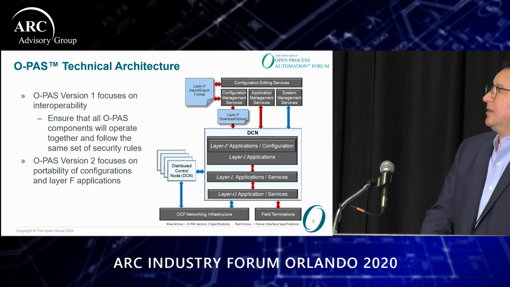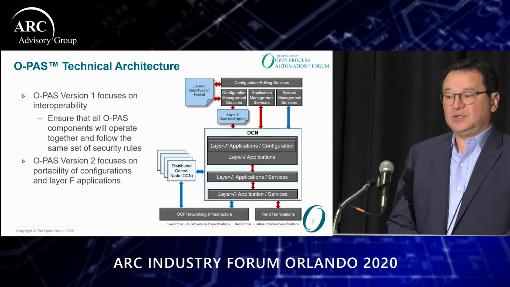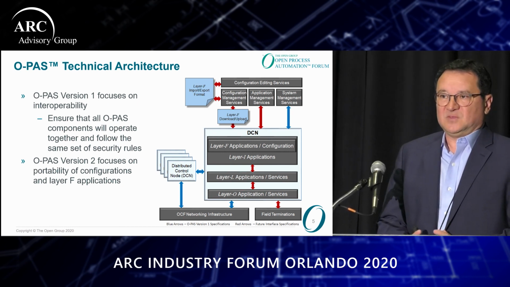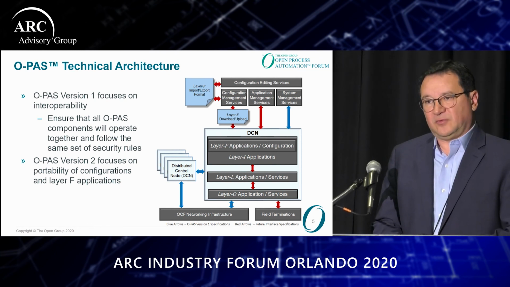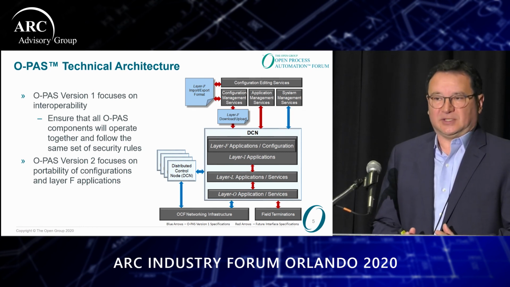So what is our architecture? Of course, as I mentioned to you, we have two versions. Version 1, the main focus of that one, is interoperability. So we needed to have functions that will allow the systems or components, virtual or physical, to communicate, interoperate. And we wanted to do it, of course, securely.